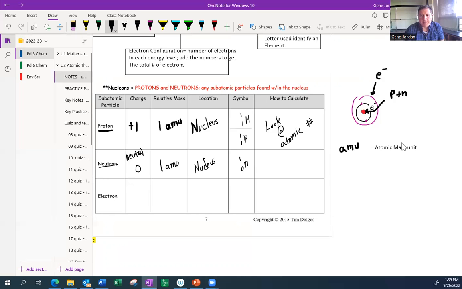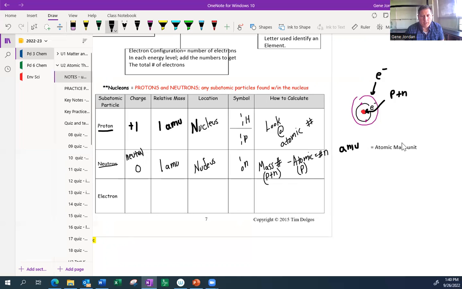All right, how to calculate. You just take the mass number. That tells us the mass of all the protons and neutrons. And then you subtract the atomic number. You'll be able to equal the number of neutrons. So mass number minus atomic number. Why? Because the mass number is protons plus neutrons. The atomic number is the number of protons. So if you subtract the p, you see how you're left with the n. That's all there is to it.